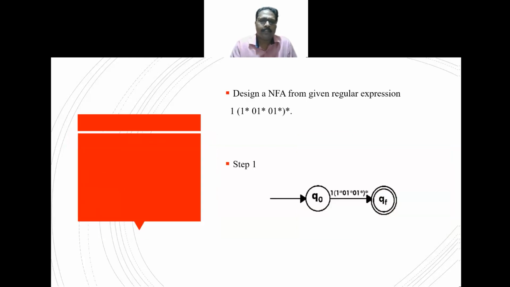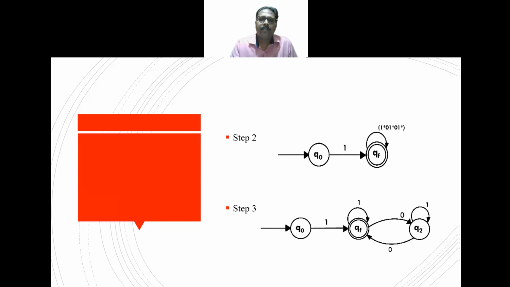And consider one more example. Here the regular expression is (11 star 0 1 star 0 1 star) the whole star. In step 1, the corresponding transition diagram is represented. The regular expression is split in step 2, and again split in step 3. We get the NFA. Step 3 is the NFA, with Q0, Q2 and QF, where QF is the final state. From that, the transition table should be formed, and from the transition table of the DFA, the DFA can be constructed.